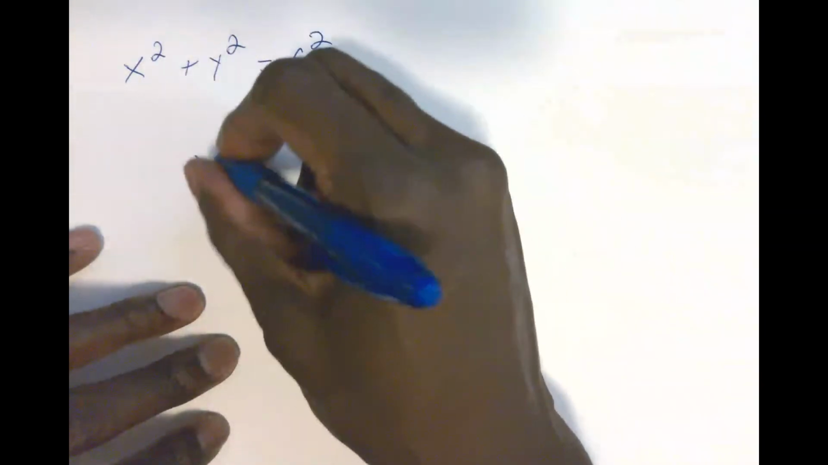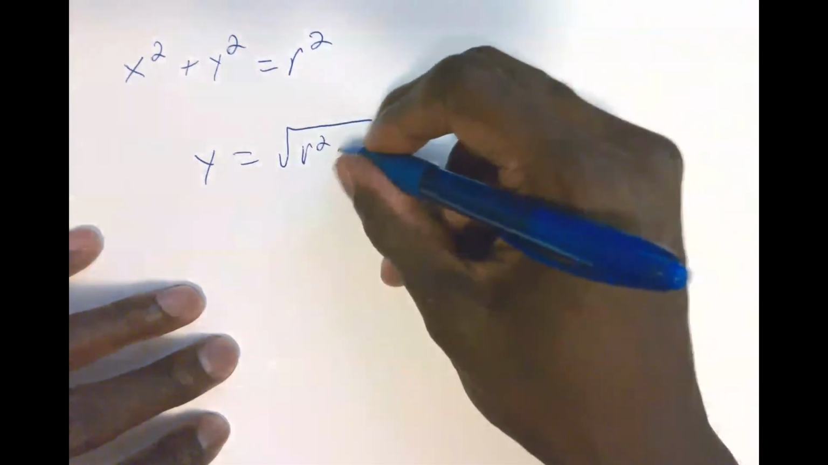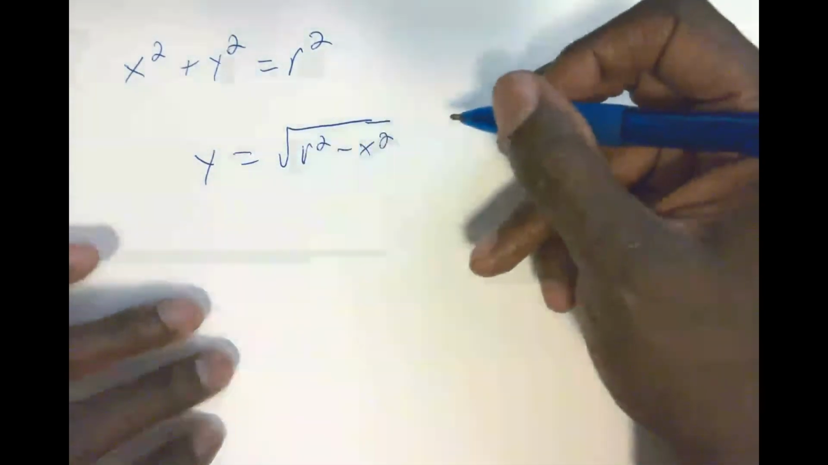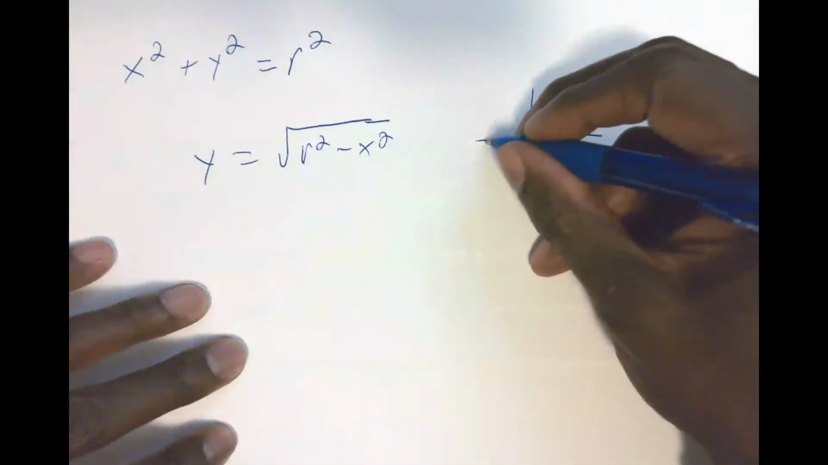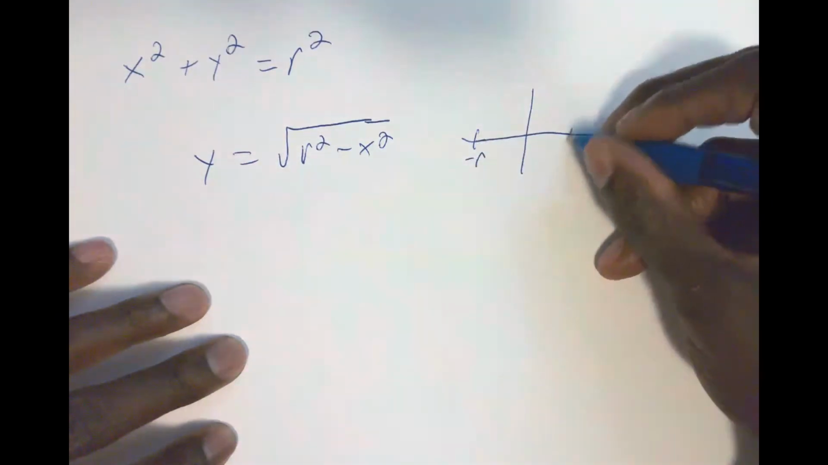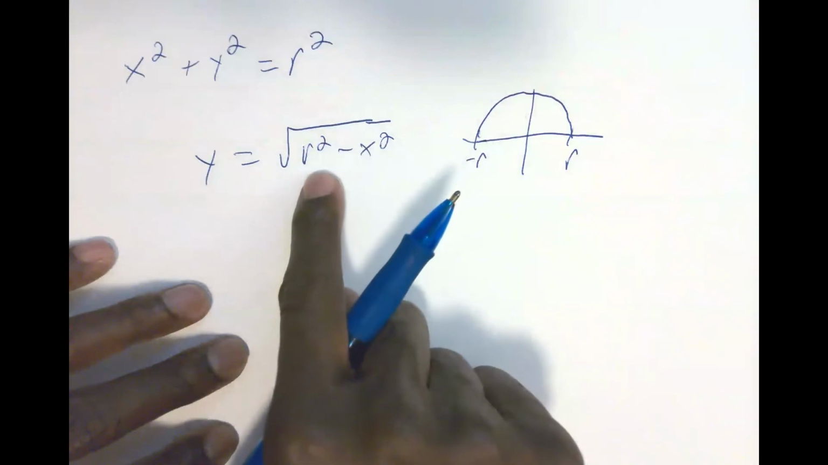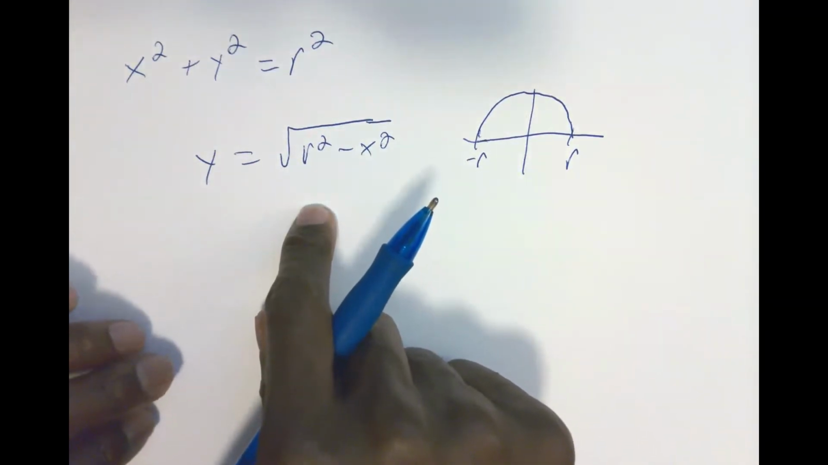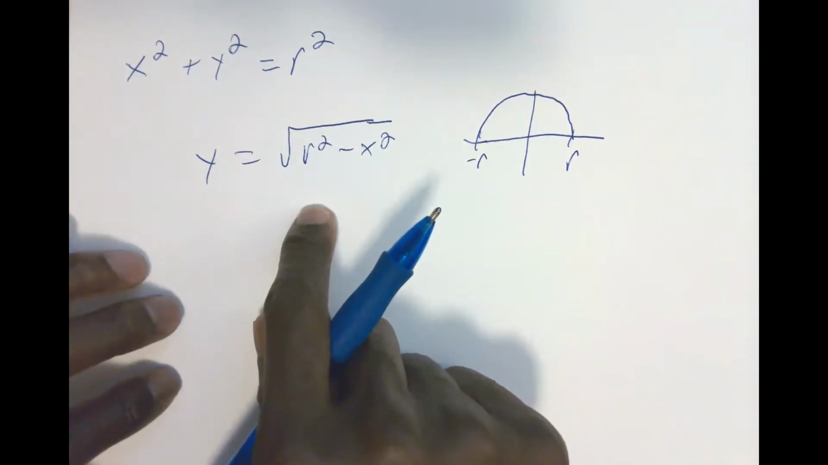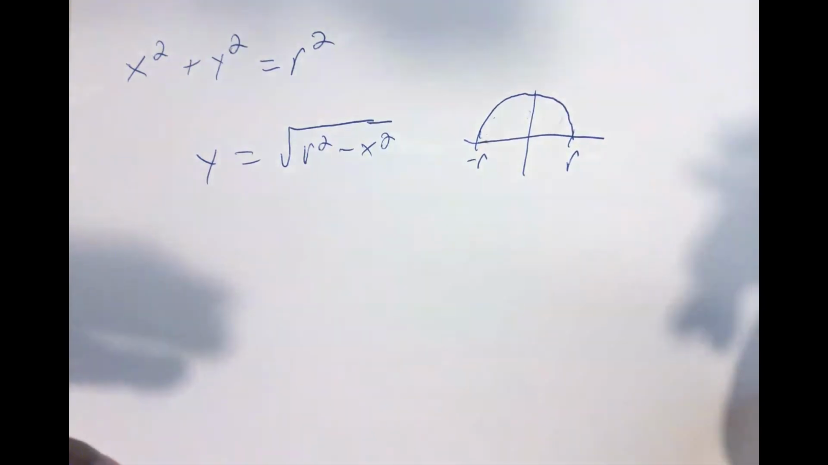What I'll do is solve this for y, where y would be the square root of r squared minus x squared. The graph of this function, say that's negative r and say that's r, will look something like this. This is the graph of a semicircle, not a whole circle. So to find the area, I'm going to find the area under this curve and just multiply by 2.